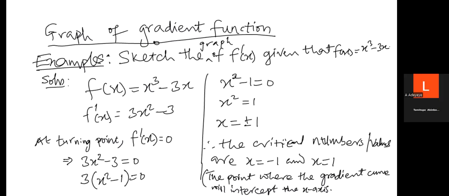And that's what I mean by at turning point or at stationary point: f prime of x is 0. So we do that to obtain two values of x. Now, a pitfall. You must be careful when you want to solve this. Let me use red pen to show you the pitfall.